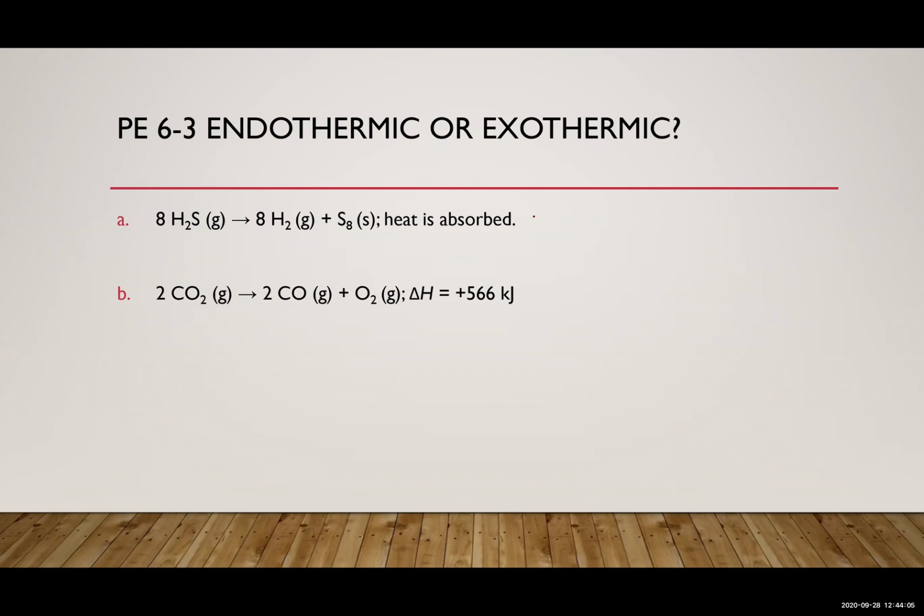The first one, A: exo or endo? Endo. That's the important word. When the heat is absorbed, it's always endo, so the reaction is endothermic. How about reaction B? Exo or endo? Endo. Again, the positive symbol also means heat is being absorbed, so it is also endothermic. You are correct.